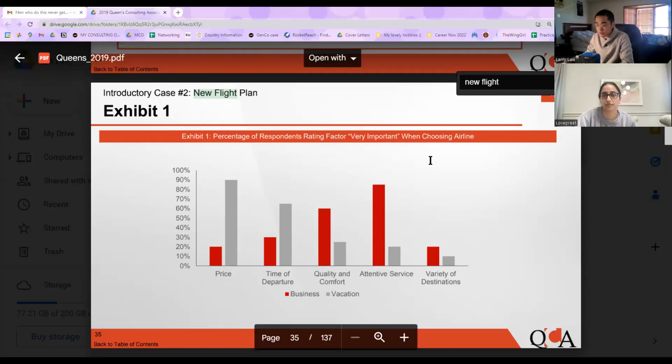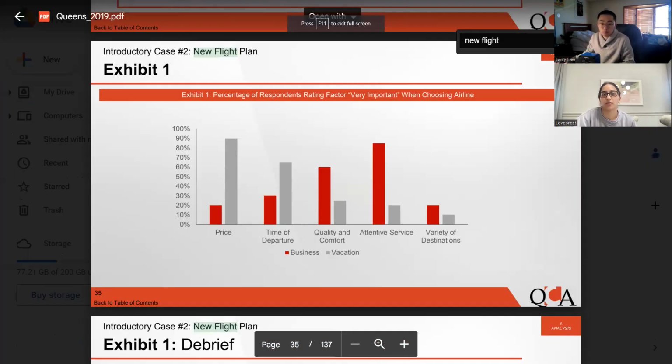Great. Can you see my screen? Yes, I can. So on the screen, I see an exhibit, which is the percentage of respondents rating a factor very important when choosing an airline. On the x-axis, I see the factors of price, time of departure, quality and comfort, attentive service, and the variety of destinations. And here, I believe that with the markers of the color red and gray, we see perhaps those respondents that were traveling for business or respondents that were traveling for vacation. So we see two different segments of customers.